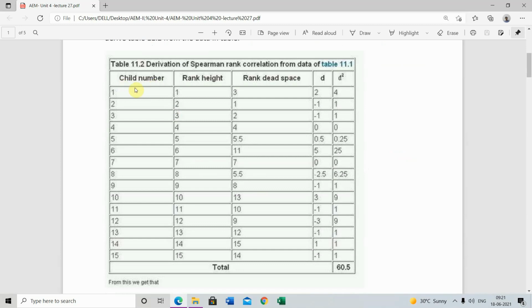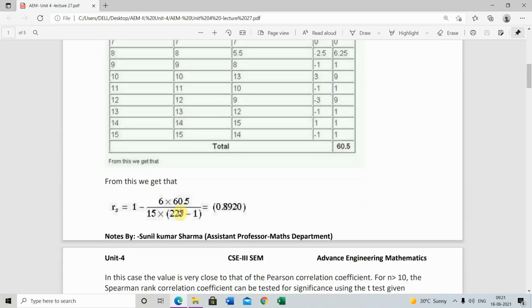Let us take an example. Child number is given here, 1 to 15, and rank height 1 to 15, and rank dead space. So the rank height and dead space, the difference between them is denoted by d, and its d square is calculated, and the summation is taken. The total is 60.5.